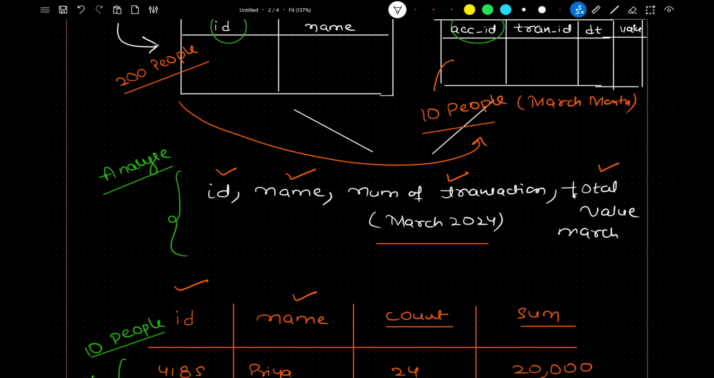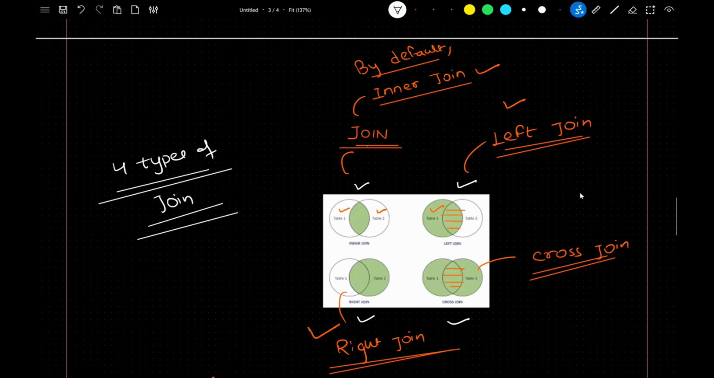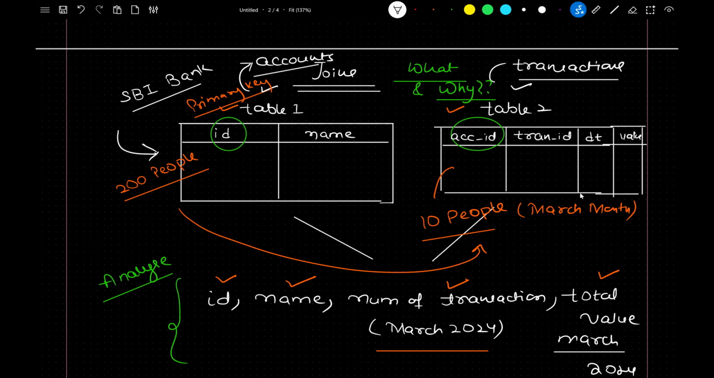Ma'am, I have a doubt. For example, in the SBI bank table or accounts table, I have IDs 1, 2, 3, 4. And in the transaction table, for example, I have IDs 4, 5, 6, these three only. So, ma'am, will it be considered the same ID or will it be considered different columns? Because you are saying same. In the accounts table, I have IDs 1, 2, 3. Yes. In table 2 of transactions, you have IDs 4, 5, 6.